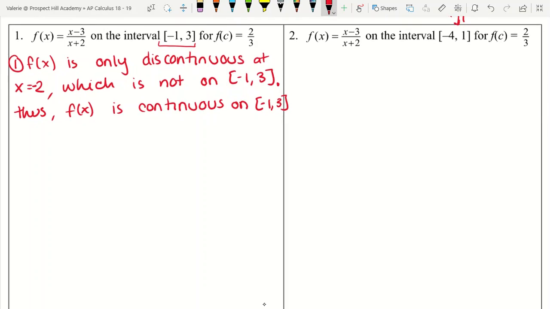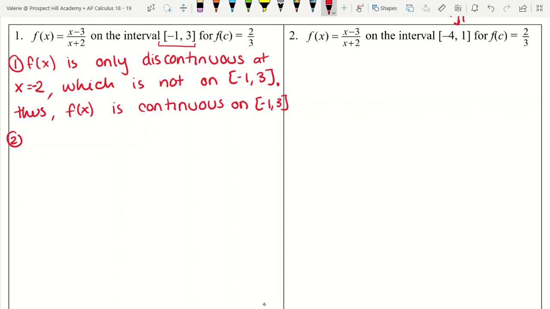If -2 was within that interval, then f of x would not be continuous and we would just stop there. IVT is not applicable. It doesn't mean that there isn't some f of c that equals 2/3. It just means that we cannot guarantee it. So we're just going to not even try. Right? So because it's continuous, we know it's continuous. Now we need to figure out what our f of a and our f of b are.